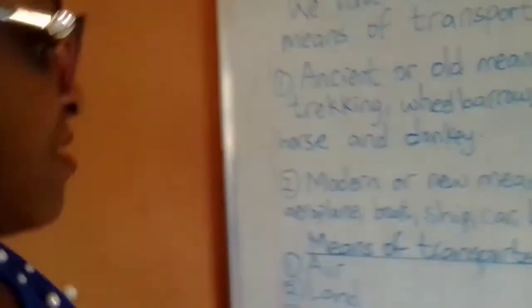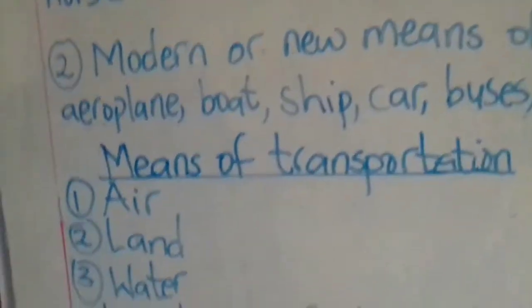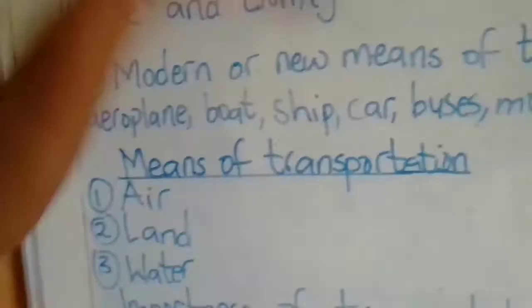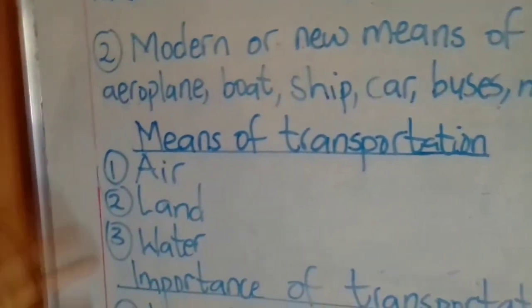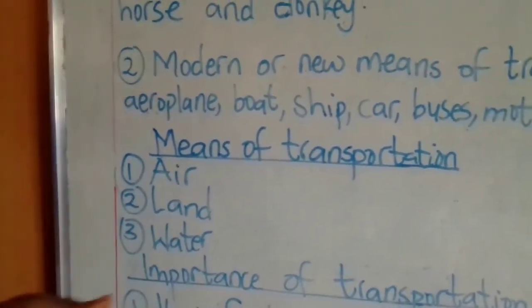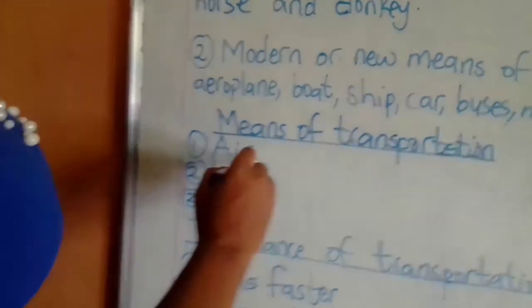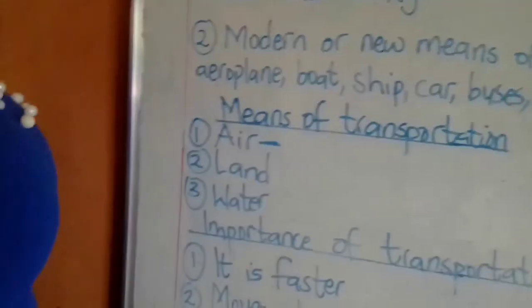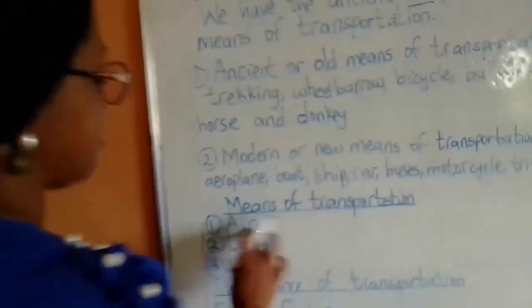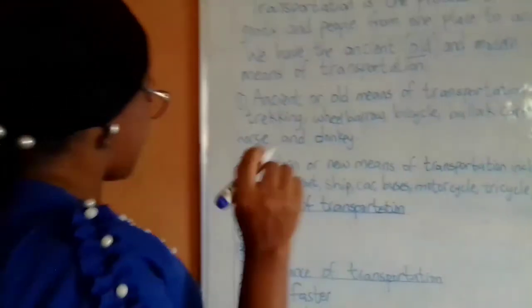Now let's look at means of transportation. How do some of all these buses and ship, how do they go? How do they fly? Now some go by air. An example is the aeroplane. Aeroplane flies in the air.